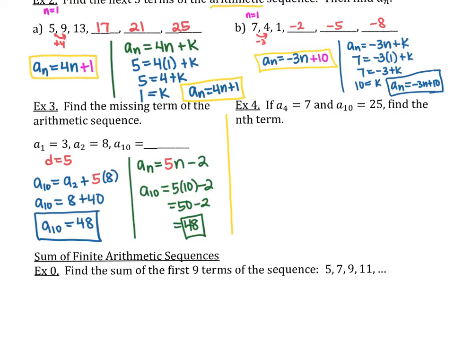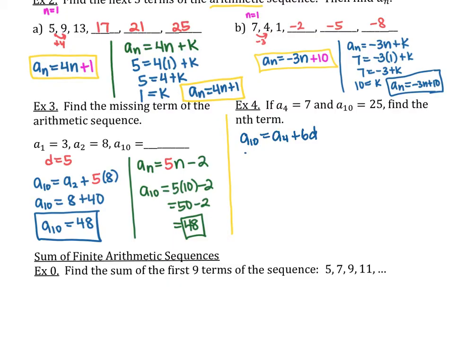So I have the 10th term. I know the 4th term. In order to go from the 4th term to the 10th term, I would have to add the difference 6 times, if I knew what the difference was. I don't know what the difference is, but I know what the 10th term and the 4th term are.